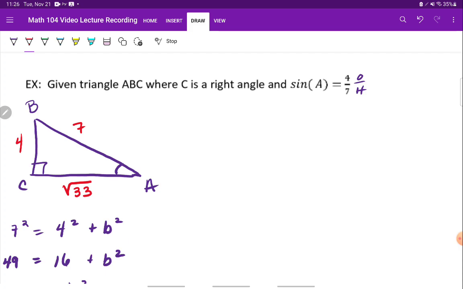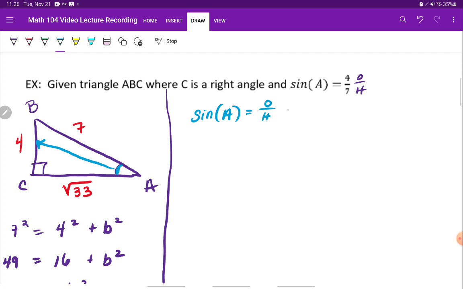Now that we have our completed triangle, let's find the 6 trig functions for angle A and then for angle B. So let's start with angle A. Sine of angle A: this will be our opposite side for angle A, opposite over hypotenuse, they gave that to us, 4 over 7. Cosine of angle A is going to be our adjacent side divided by the hypotenuse, square root of 33 over 7.